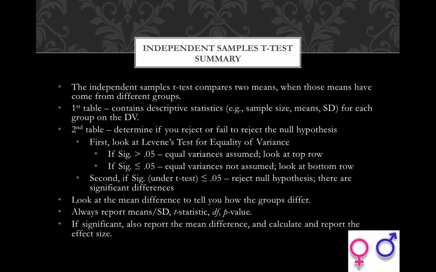And then once we've decided which row we're going to look at, we then look at the sig, which is the p-value, under the t-test. And then if it's less than 0.05, you reject the null. There are significant differences. You look at the mean difference to tell you how much the groups differ. And then you always report the means and standard deviations for the groups, your test statistic, your degrees of freedom, and your p-value. If it's significant, then you're also going to follow up your conclusion with reporting the mean difference and then calculating and reporting the effect size.